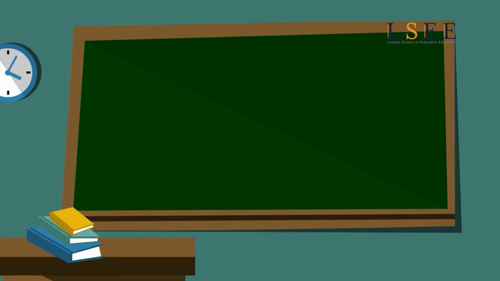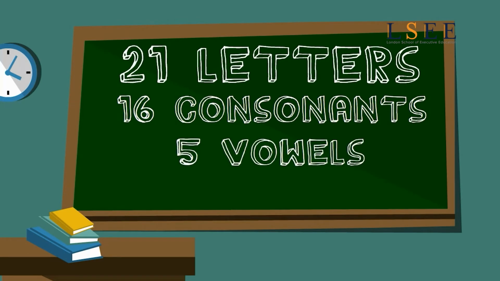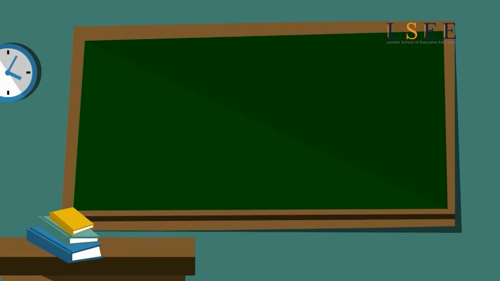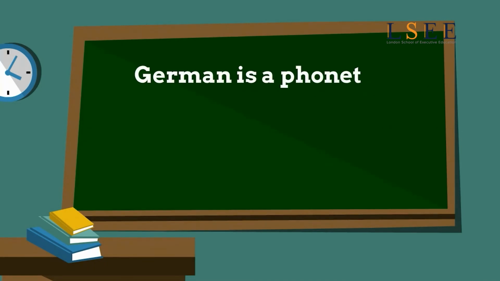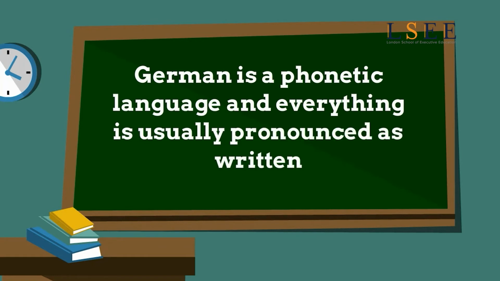The German alphabet has 21 letters, 16 consonants, and 5 vowels. For the most part, German is a phonetic language and everything is usually pronounced as written, so the spelling of each word conforms with its sound.